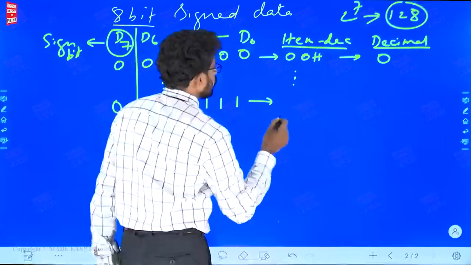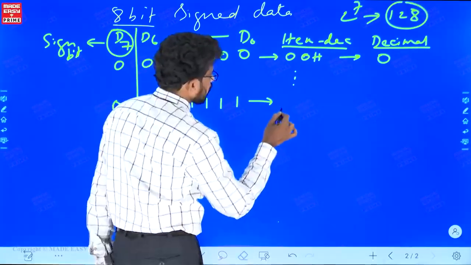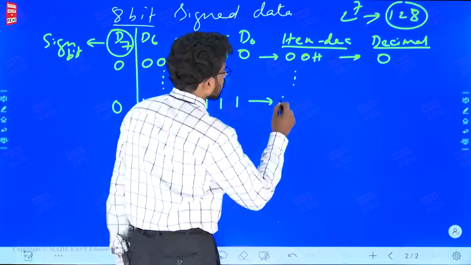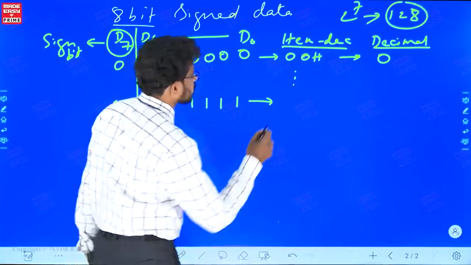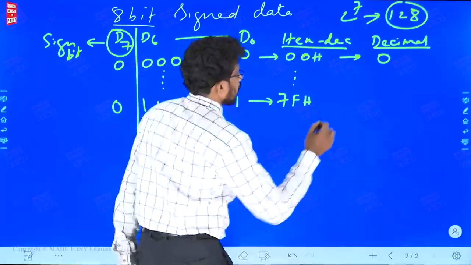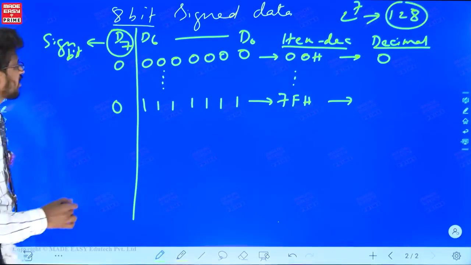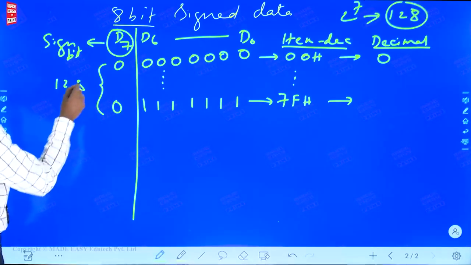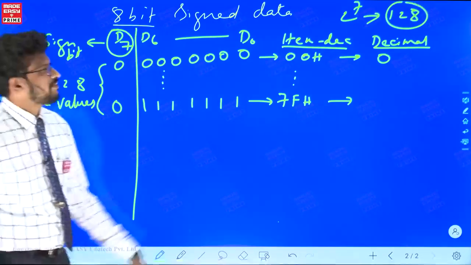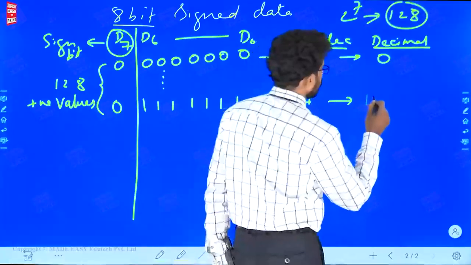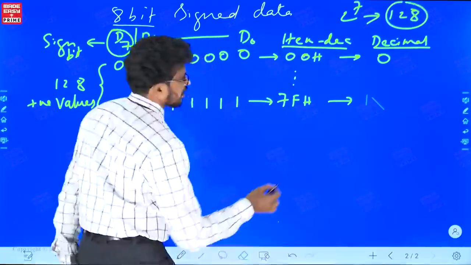So this value will be... Sorry, 7F, not 0. It is 7FH. Okay, tell me, what will be the decimal equivalent of this? Think logically. These are 128 positive values. Means if this value is 0, this value should represent how much? 127. It is just logical thinking, nothing else, nothing to worry about.